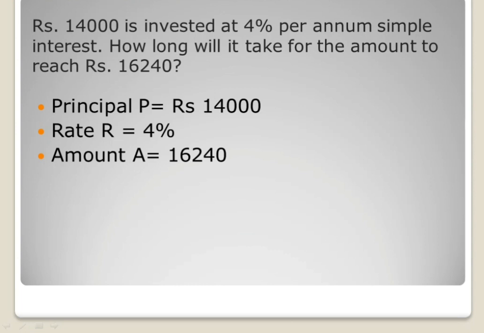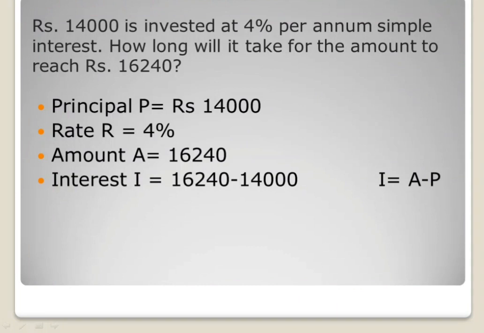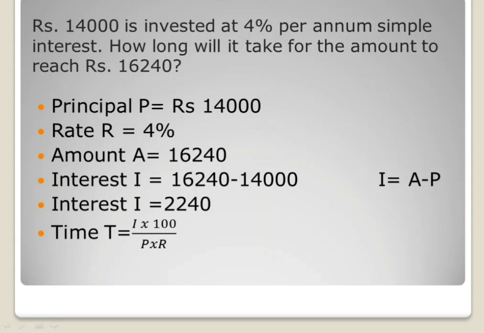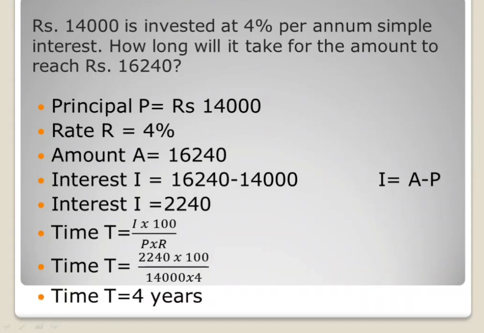Now you need to find out first thing, interest. So interest is equal to amount minus principal. From this formula I can subtract it. So subtracting, interest will be 2,240 rupees. Now we know that time equals interest into 100 upon principal into rate. So substituting the values, you will get 2240 multiplied with 100 divided by 14,000 multiplied with 4. So your time is 4 years.